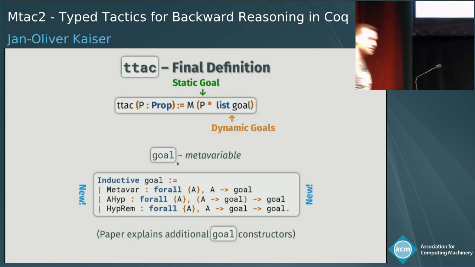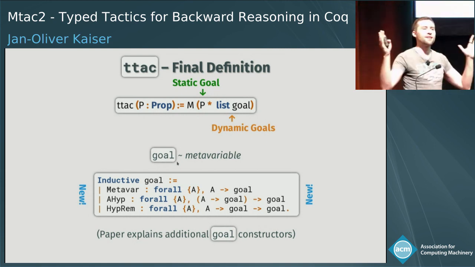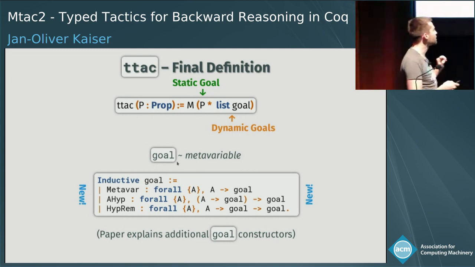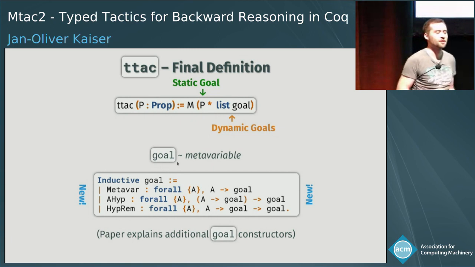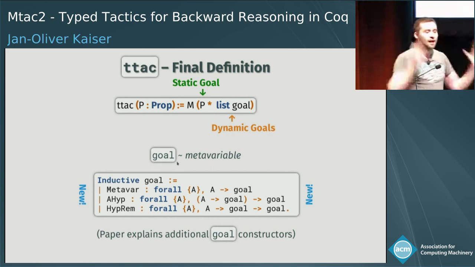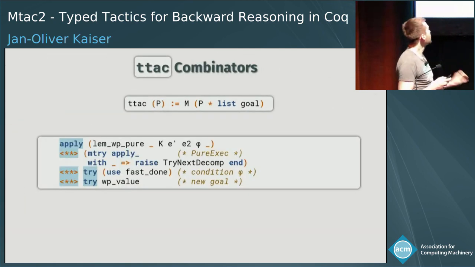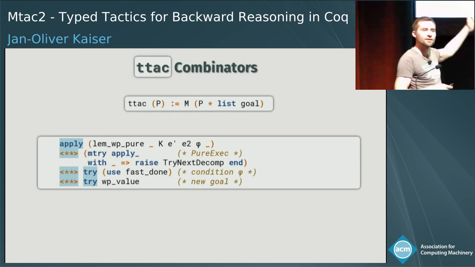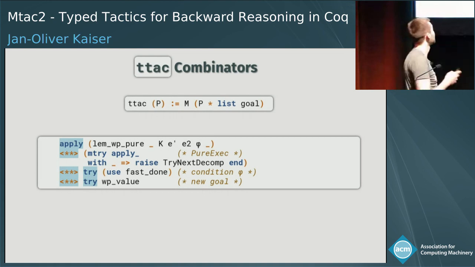However, in practice, this goal type needs to account for changes in Coq's proof context that happen during the execution of a tactic. So the actual type is a bit more complicated. Sadly, I won't have time to get into that, but please look into the paper for an explanation of these additional constructors here. Okay, so now we have this very simple definition of ttac. Let's see how we can define all these combinators that we needed for the Mtac2 version of this WP pure tactic, how we can define them using this type, right? In Coq, by the way, I should say.